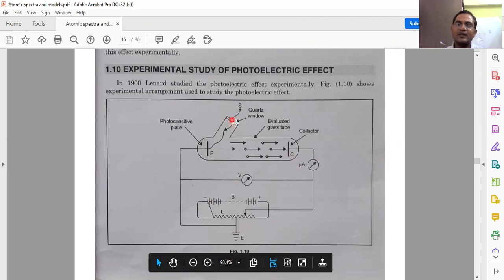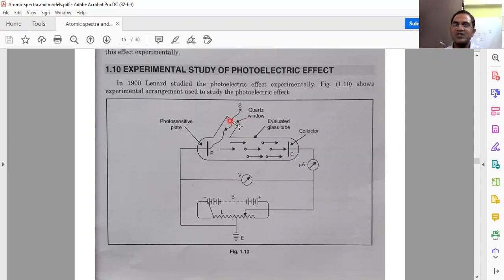You can observe one more thing: S is a quartz window, through which light is allowed to be incident on the metal surface. In general, the cathode is made of an alkali metal: lithium, sodium, potassium, rubidium, cesium, and so on. When visible light is allowed to fall through this quartz window on the cathode, because of the photoelectric phenomenon, electrons will be ejected.